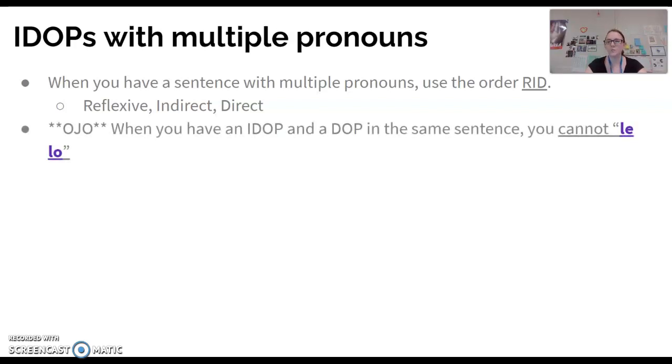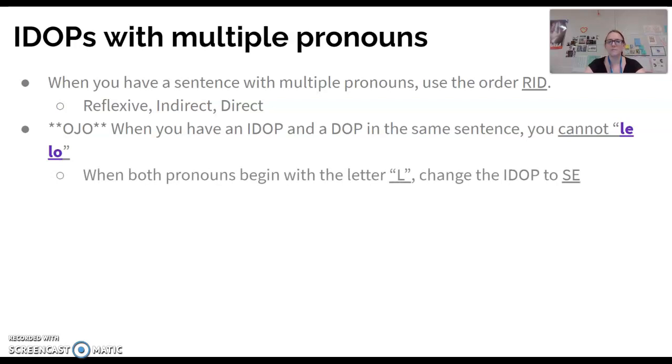When you have an IDOP and a DOP in the same sentence, you cannot "lay lo." And what I mean by that is you can't have 2 pronouns that start with L right next to each other. So you'll change the first one to "se." And whether it's "le" or "les," you just change that to "se."